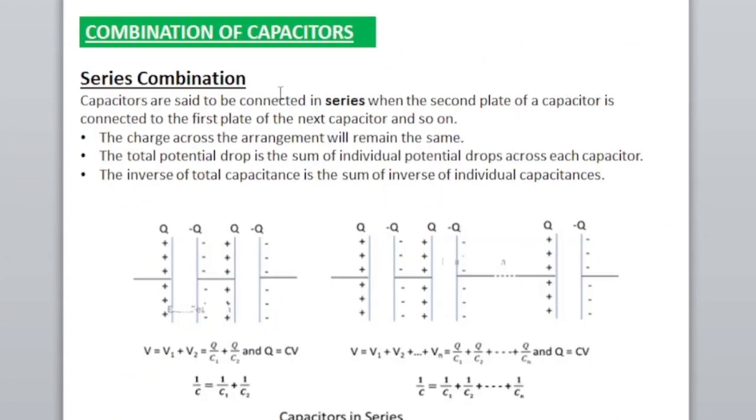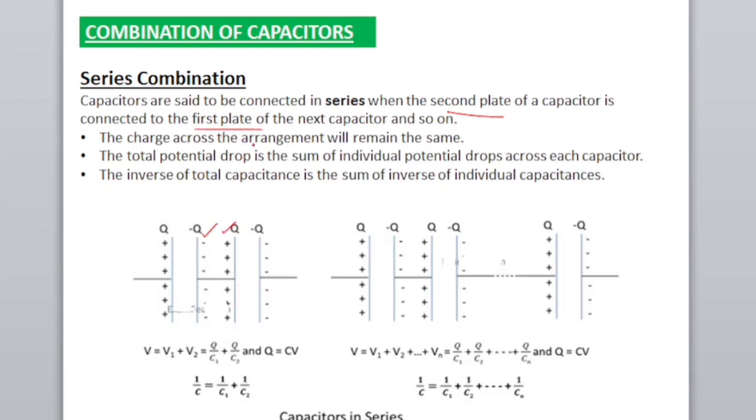Then next, combination of capacitors. There are two combinations, series and parallel. In a series combination, capacitors are connected such that the second plate of a capacitor is connected to the first plate of the next capacitor. Suppose there are two capacitors. The second plate of the first capacitor is connected to the first plate of the second capacitor. This is called a series combination.